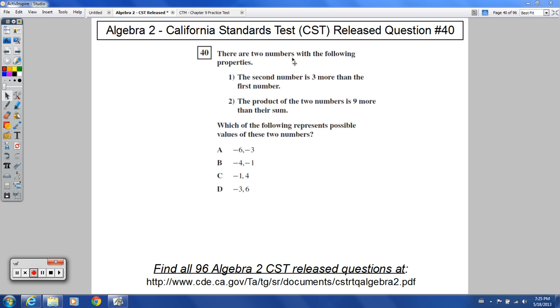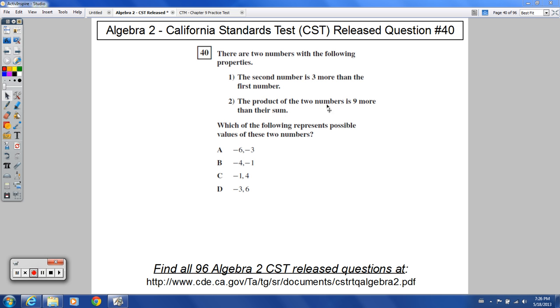It says there are two numbers with the following properties. Number one, the second number is 3 more than the first number. And number two, the product of the two numbers is 9 more than their sum.